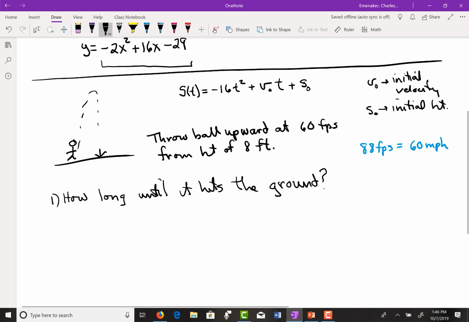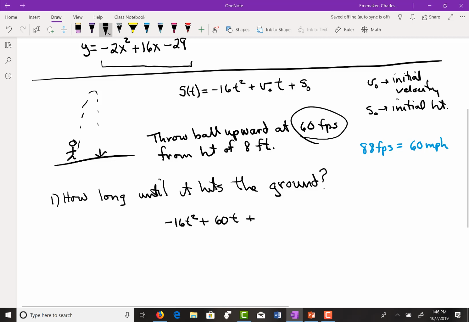So let's put this in. How long does it take until the ball hits the ground? Well, I'm going to use my equation, negative 16t squared, plus the initial velocity. The initial velocity here is 60 feet per second, and you got to make sure to do things in feet per second and in seconds. Got to do feet in seconds, plus s sub 0.